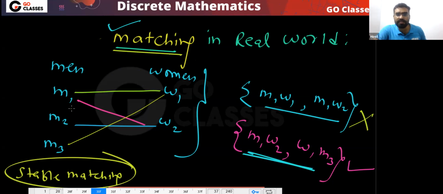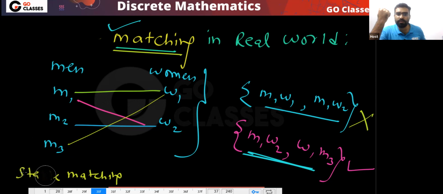For this stable matching, a Nobel Prize has been awarded. Okay, for this problem, stable matching, you will study this problem in MTech, in the algorithms course. And a Nobel Prize has been awarded for this problem, to the person who solved the stable matching problem.